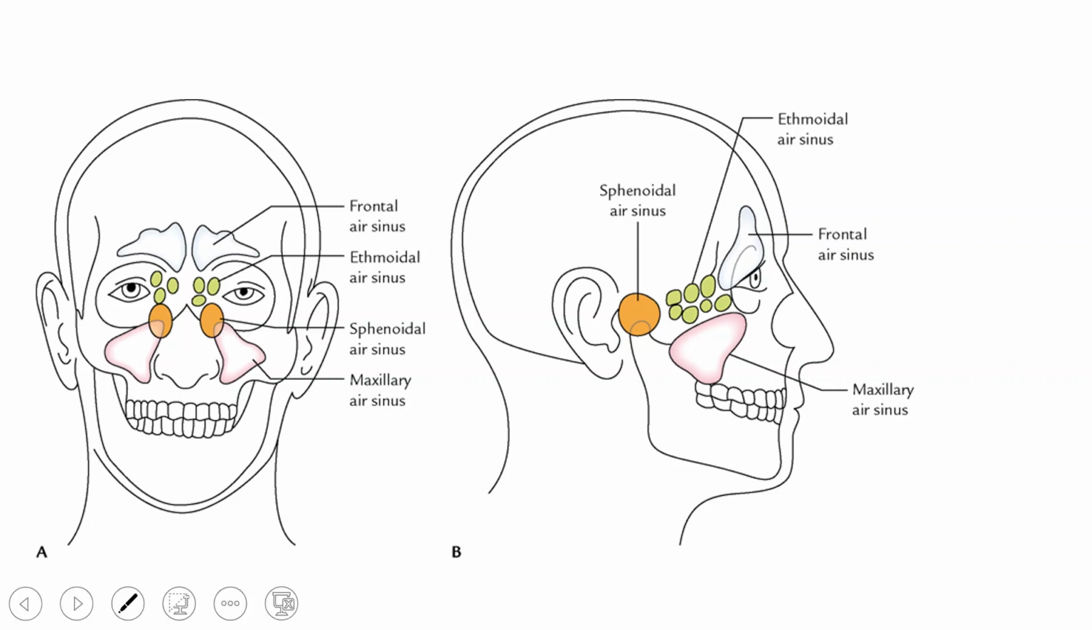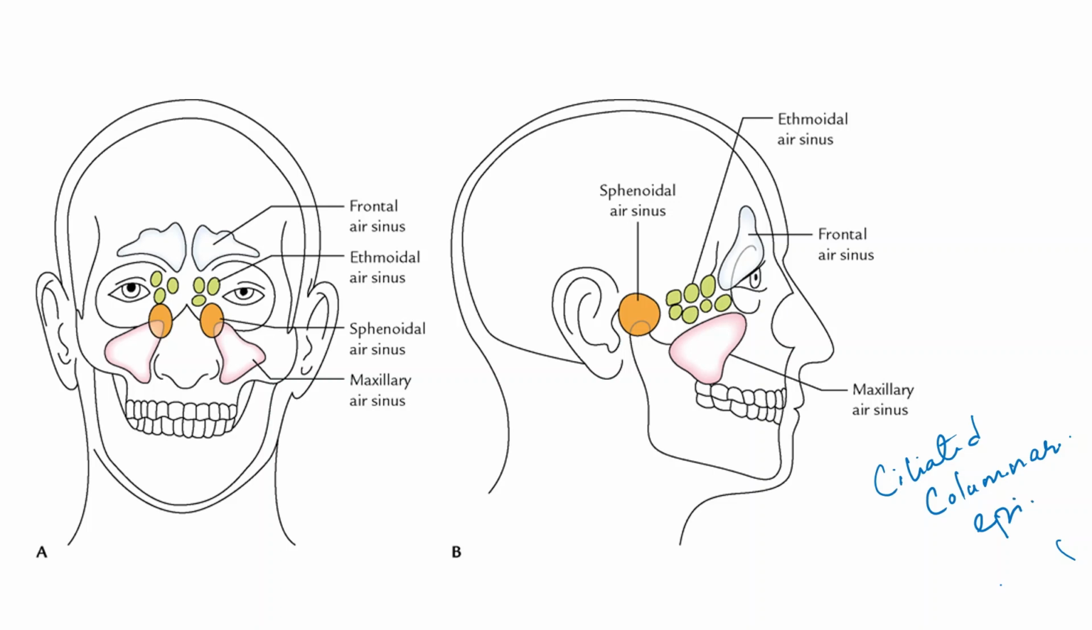All the mucous membrane of these air sinuses is lined by the ciliated columnar epithelium. So the lining epithelium of the paranasal air sinuses is the ciliated columnar epithelium. So this is about the mucous membrane and the lining epithelium of the paranasal air sinuses. In total there are about 4 pairs of the paranasal air sinuses which are arranged around the nasal cavity.